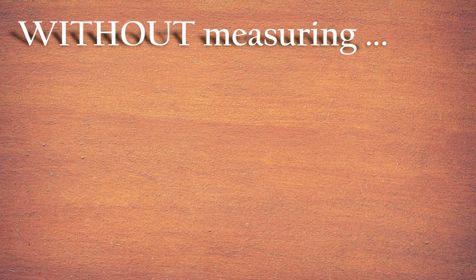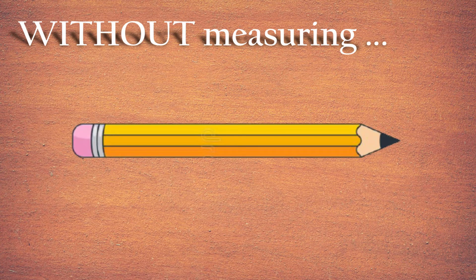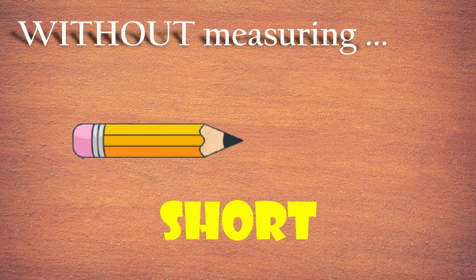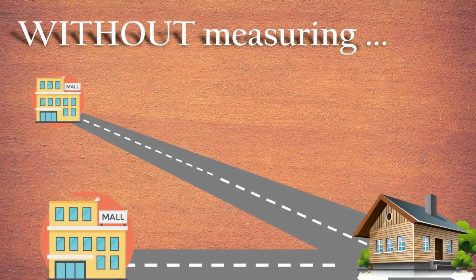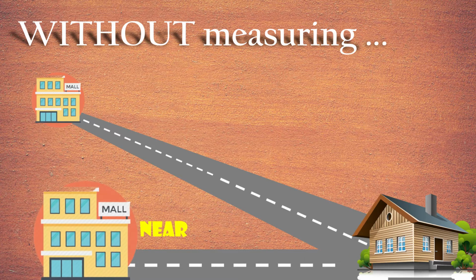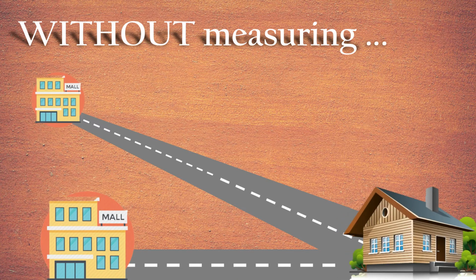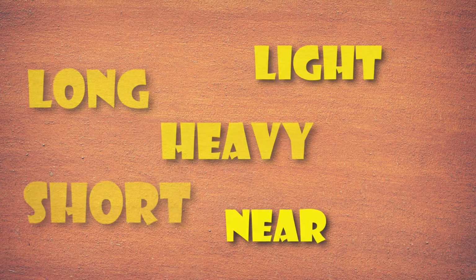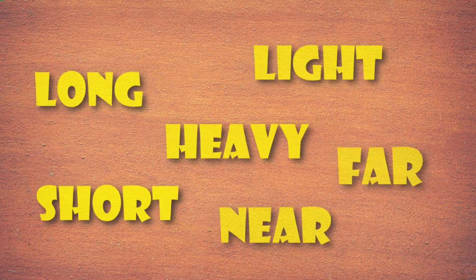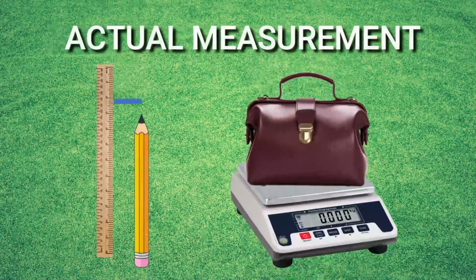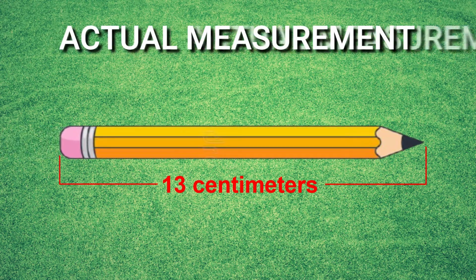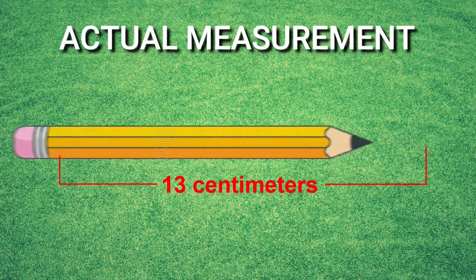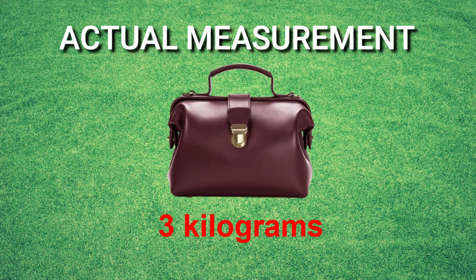Without measuring, you could actually say that a pencil is long or short, or that a bag is heavy or light, or that the mall is near or far from your house. But those terms don't give us specific information. If you were to give an actual measurement, it could be like, this pencil is 13 centimeters long, or this bag is 3 kilograms in weight.